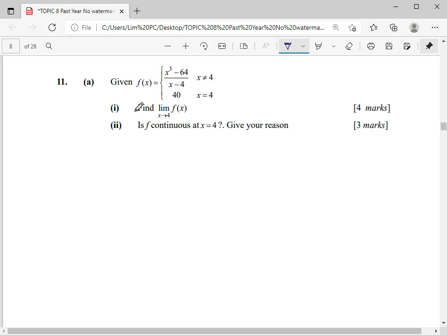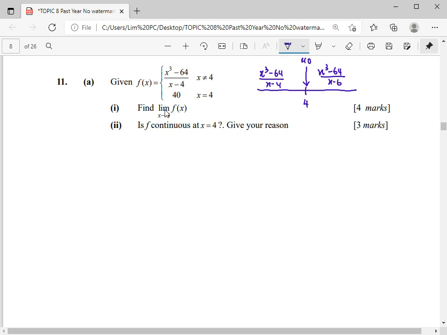So first, they ask us to find the limit at x equals 4. Before we start answering our question, we jot down our function. For x not equal to 4, it means left hand side and right hand side are the same function actually. But at x equals 4, this is a point, f(4) equals 40.